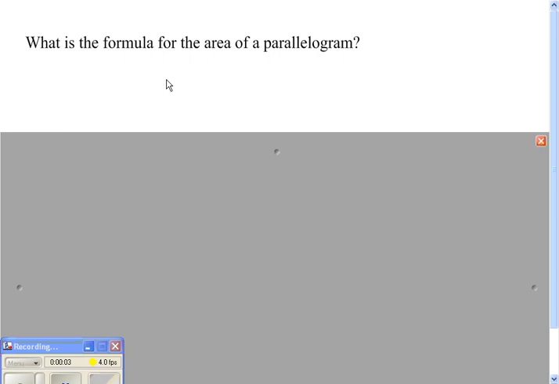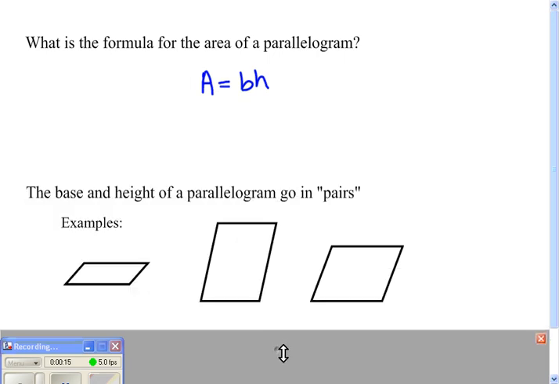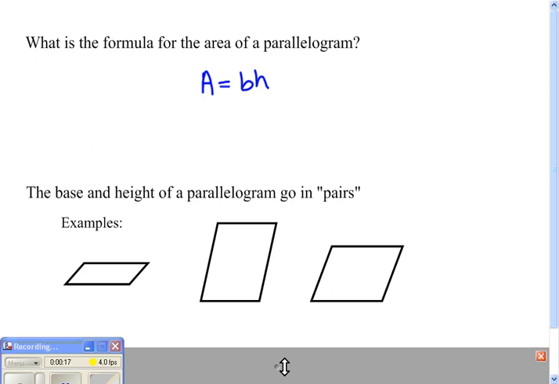What is the formula for the area of a parallelogram? We're going to use area is base times height. But before we look at some numerical examples of that, I just want to look at some pictures to show you how base and heights might look. They do go in pairs.